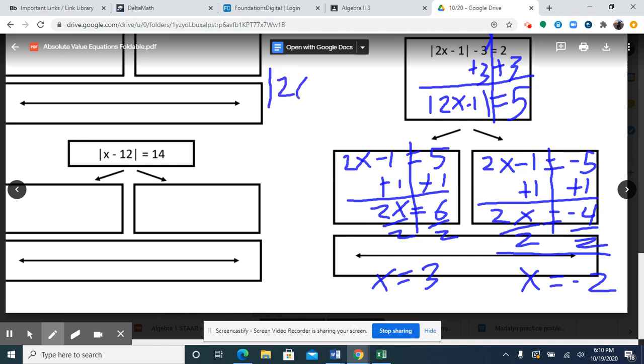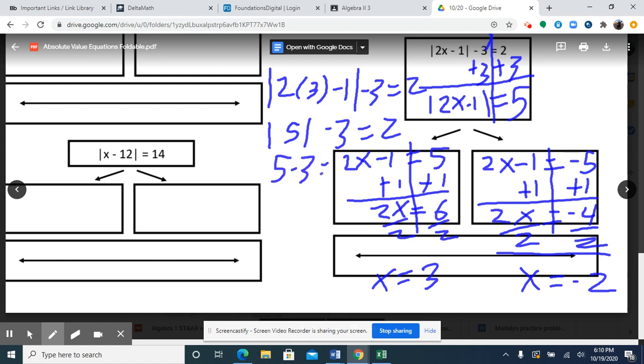So we're going to plug in 3: the absolute value of 2x minus 1, minus 3, should equal 2. So in this case, we have 2 times 3, which is 6, and then 6 minus 1 is 5. Minus 3 equals 2. So the absolute value of 5 is 5, minus 3 equals 2. So 2 should be equal to 2. So our first solution makes sense.